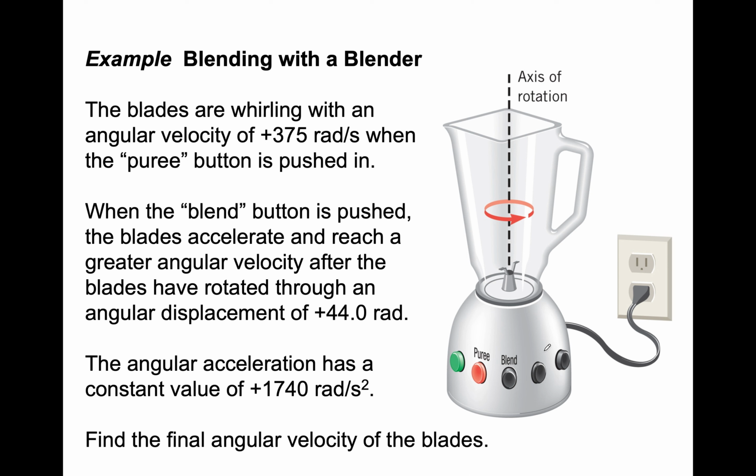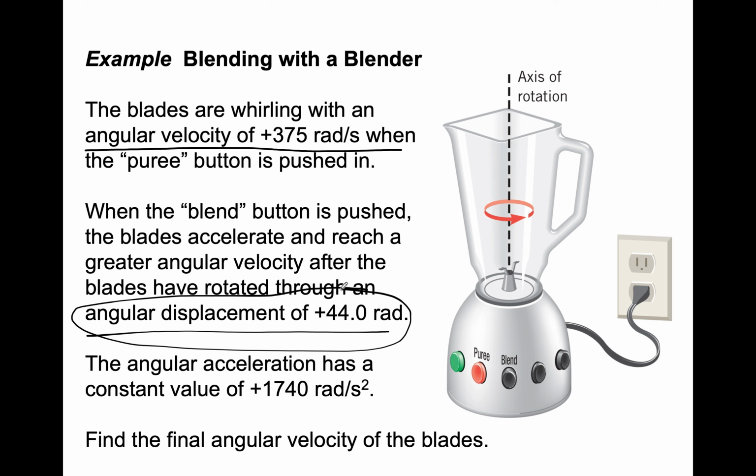Blending with the blender example. So now we know, this is angular velocity. Let's read the problem. What kind of velocity is that, initial or final? When the blend button is pushed, the blade accelerates to reach a great angular velocity after the blade has rotated through an angular displacement of 44 radians. So this is angular displacement, so we know delta theta. We know the angular acceleration. Find the final angular velocity.